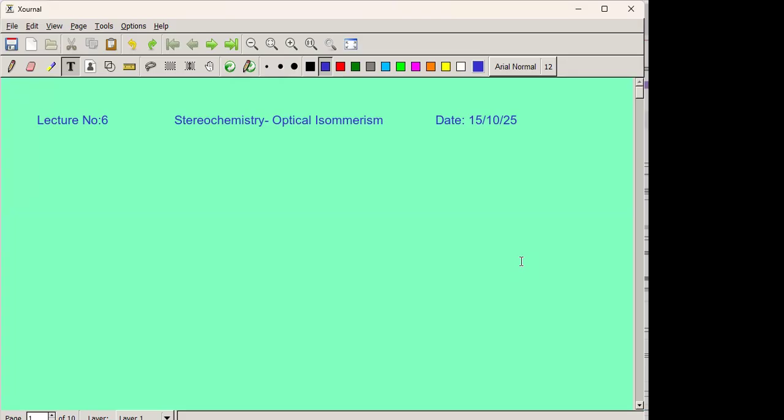Okay, so I'm going to continue with optical isomerism. In the previous session, we discussed configurational isomers. The configurational isomers are categorized into two types: one is geometrical isomers, the other is optical isomers. So the configurational isomers are completed, and we also discussed the conformational isomers. Now today we are going to discuss optical isomerism or optical isomers.